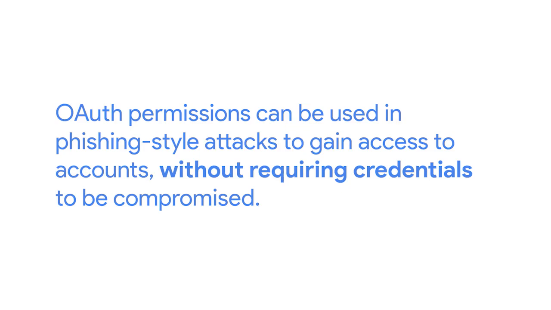OAuth permissions can be used in phishing-style attacks to gain access to accounts without requiring credentials to be compromised. This works by sending phishing emails to potential victims that look like legitimate OAuth authorization requests, which ask the user to grant access to some aspects of their account through OAuth. Once the user grants access, the attacker has access to the account through the OAuth authorization token. This was used in an OAuth-based worm attack in early 2017.